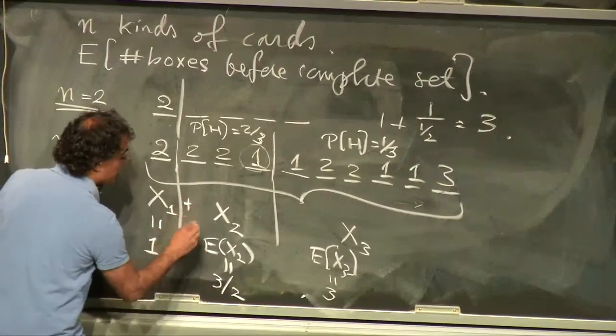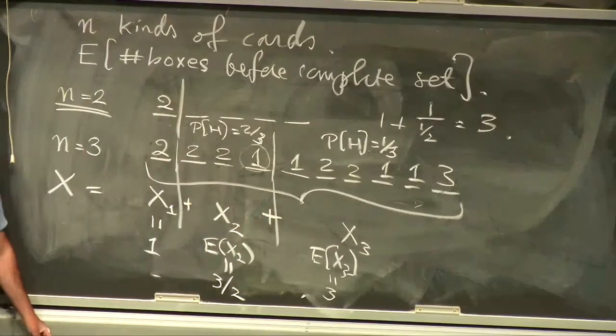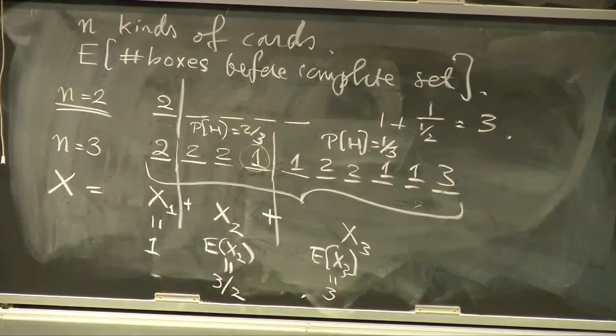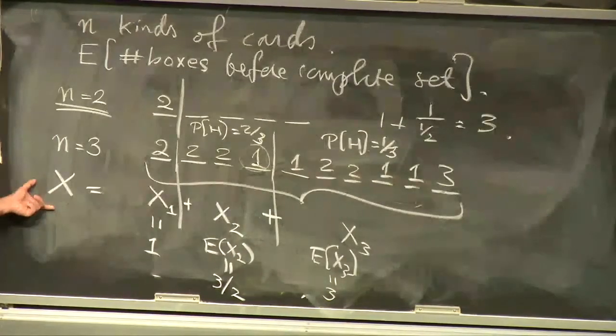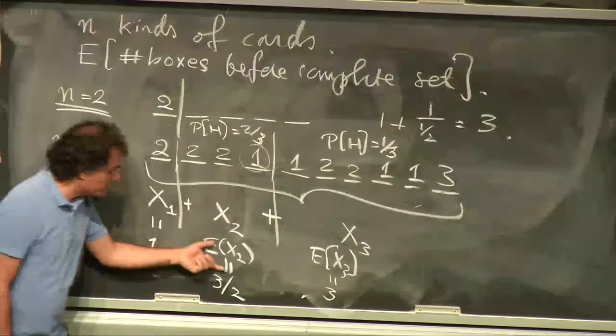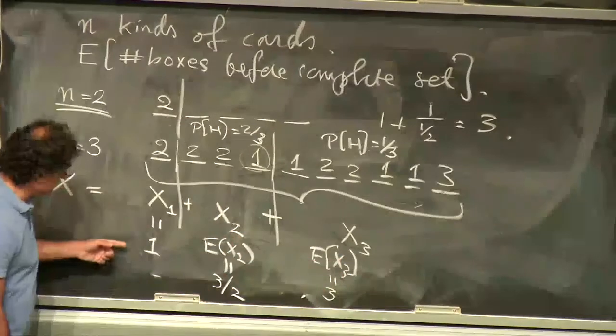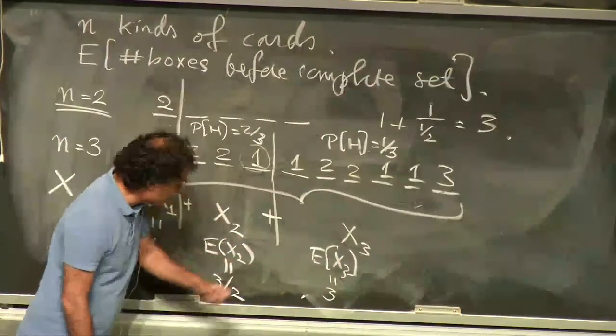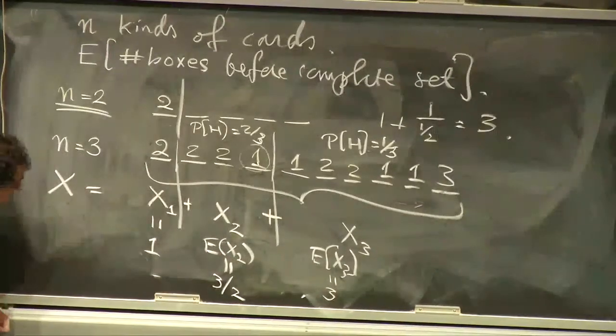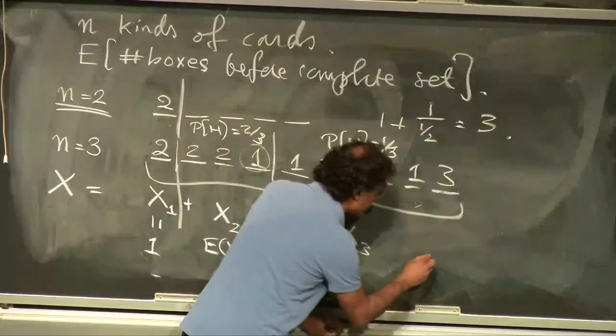But x equal to x1 plus x2 plus x3. So what's the expected value of x equal to? This plus this plus this, right? Linearity of expectations. So it's 1 plus 3/2 plus 3, which is 5.5.